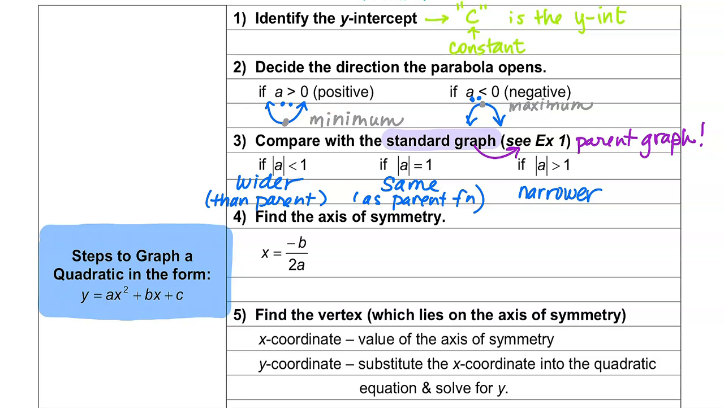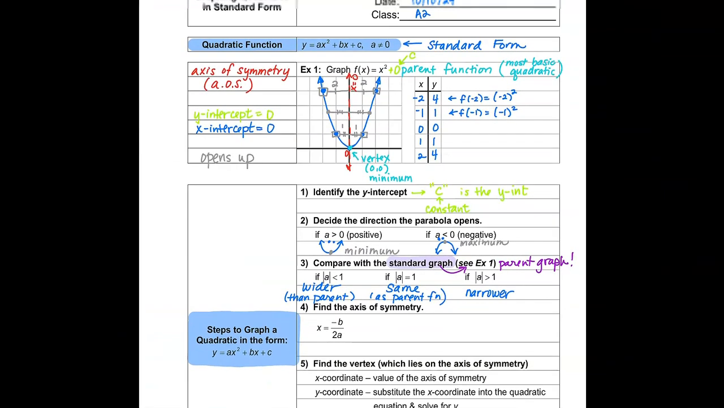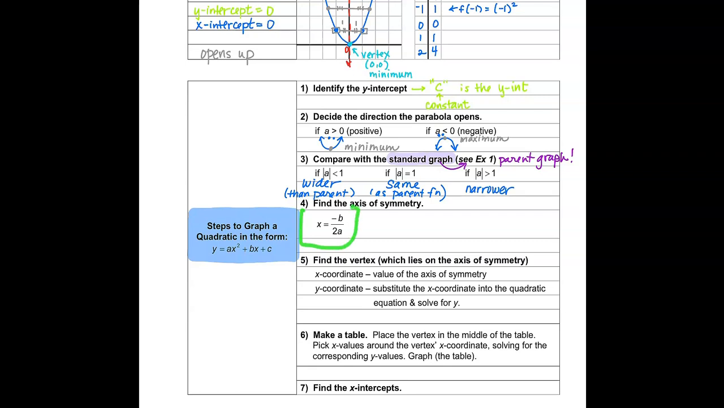4, find the axis of symmetry. That's going to be really nice. The axis of symmetry is the opposite of B over 2A. Remember, A and B are in that standard equation, all the way back at the top. A is in front of the x squared, B is in front of the x. So we will fill in this formula. This is an important one for you to memorize.